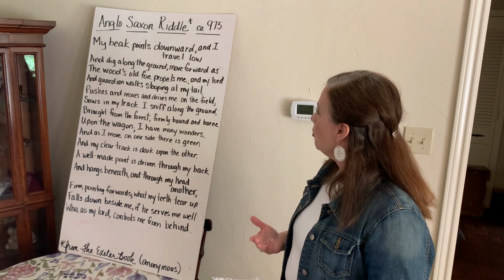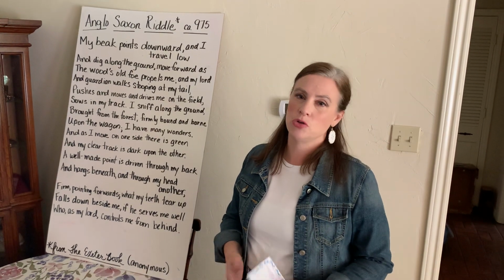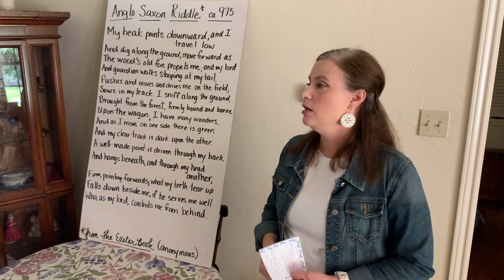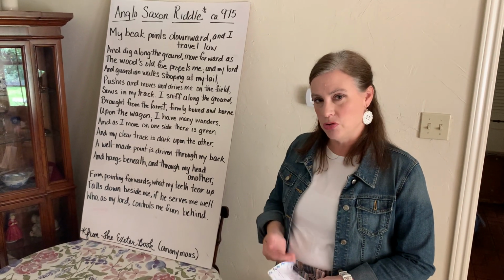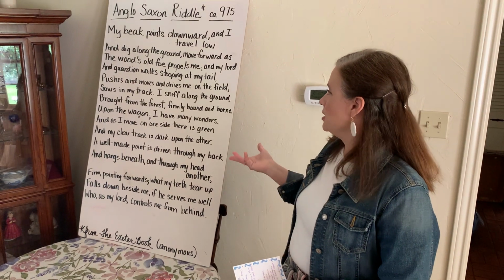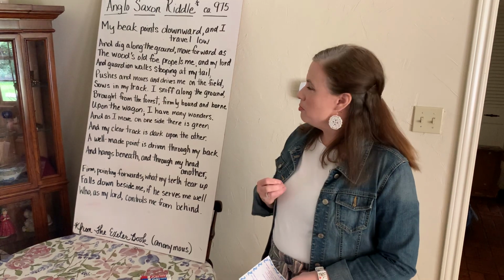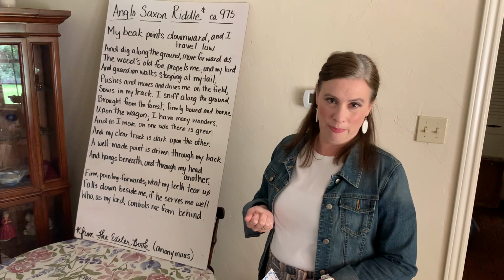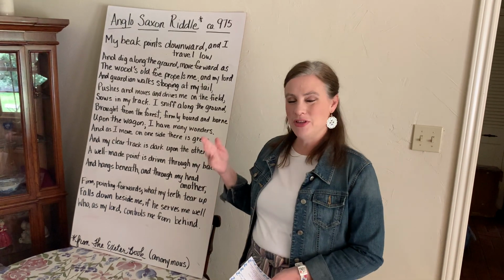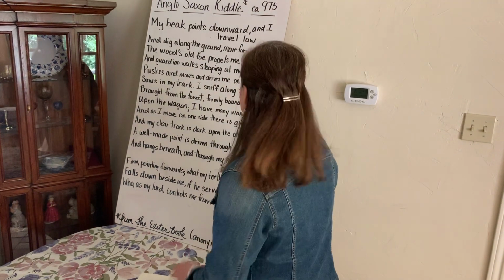I need to think about the point of view. If you can remember back into junior high or high school, you may have had a lesson about first person or second person or third person, and so that's always something to take into account. Who is speaking in the work of literature? I know right away it's first person because it says "my." So it's first person, but whose point of view is it from? "My beak points downward and I travel low." So this riddle is actually from the point of view of the plow itself.